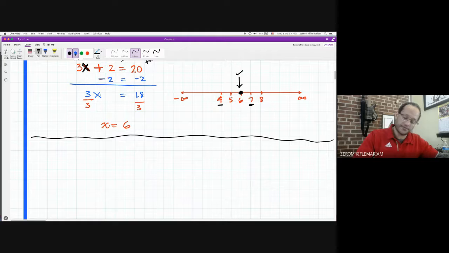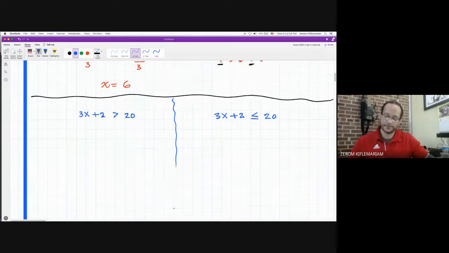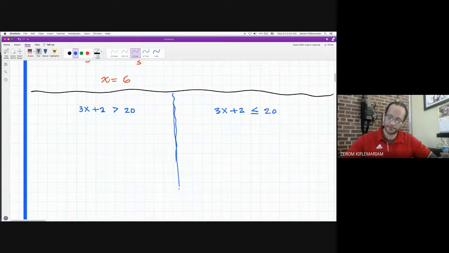This time I have 3x plus 2 is greater than 20. Or let's go ahead and say 3x plus 2 less than or equal to 20. So two different questions. The steps are going to be the same, but at the end, my answer is going to be one answer, or what type of answers am I going to get?